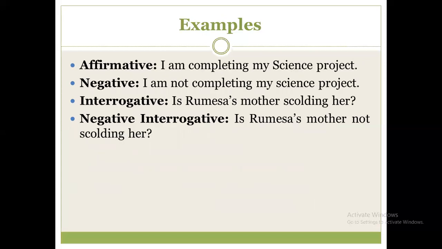Let's have an example. In affirmative sentences, I will say, I am completing my science project. So right now I am doing my task, which has been assigned by my teacher. So I could say I am completing my science project. So no need to disturb me, okay? Don't disturb me. On the other hand, we have the same sentence in the negative. I am not completing my science project, because you are not in mood to complete it.